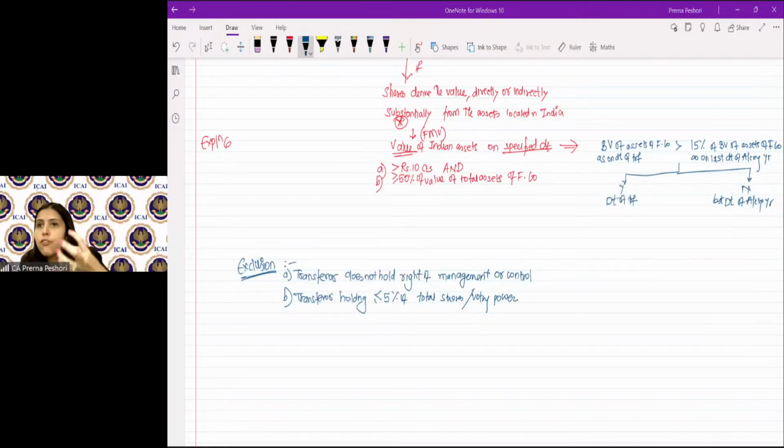So less than 5% holding, meaning the small shareholders are excluded. The right of management or control is excluded. If you are not holding the right of management or control, then also you are excluded. So basically, this is to protect the small shareholders, because it should not happen that, for example, if a small shareholder transfers the shares of the SPV, the capital gain gets attracted in India. So where you're not holding the right of management or control, or you're holding less than 5% of the total voting power, both of them are excluded.